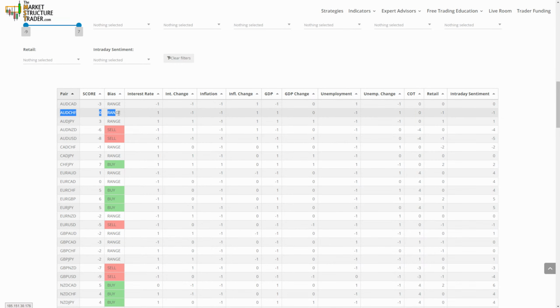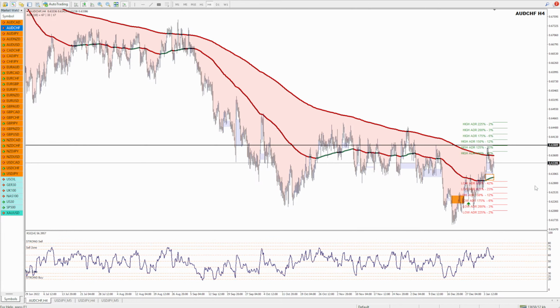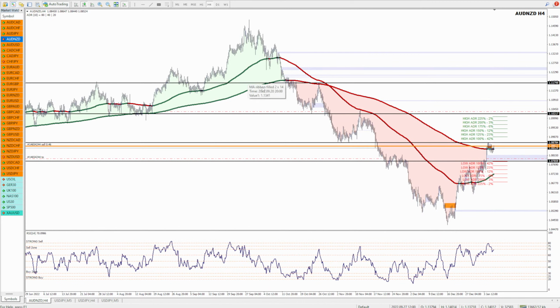Aussie dollar Swiss, bit of a sideways mess at the moment. Aussie dollar Swiss, sideways mess, range bound. Don't really have any bias or anything on it. Aussie New Zealand, I'm short.